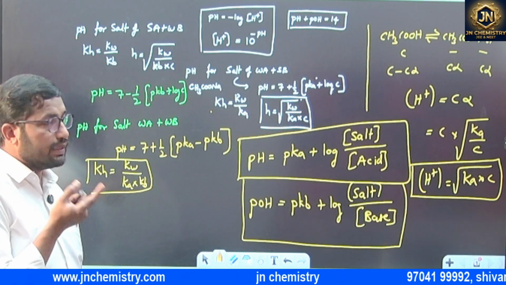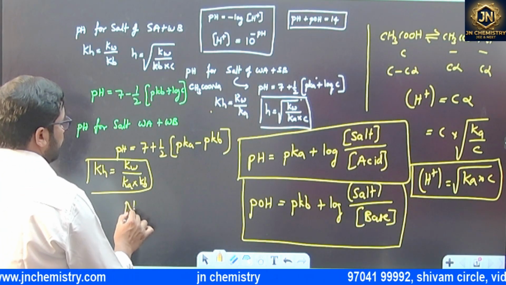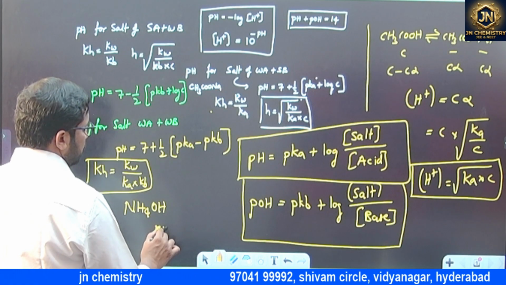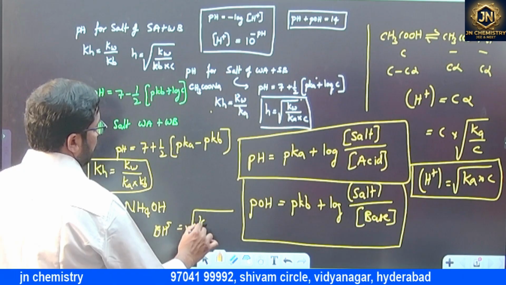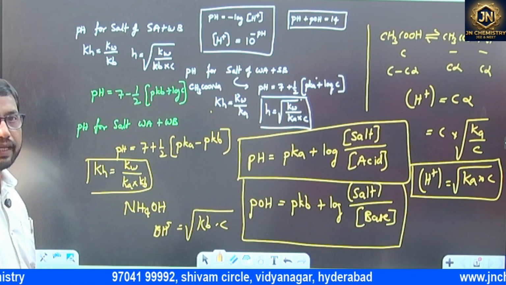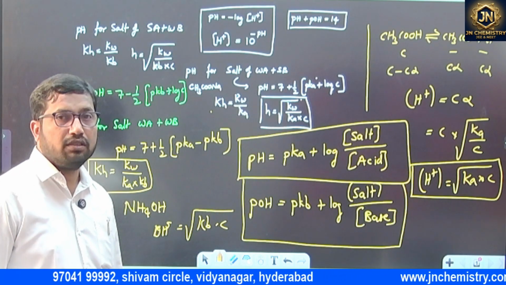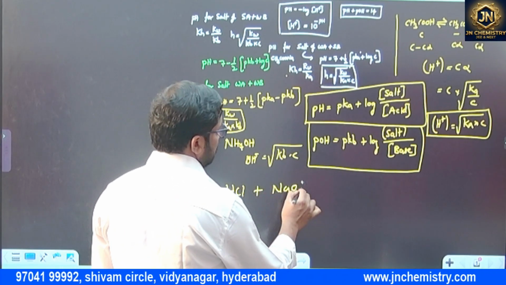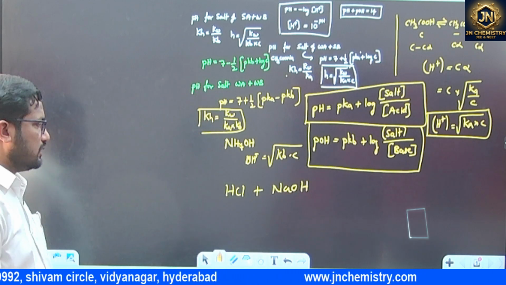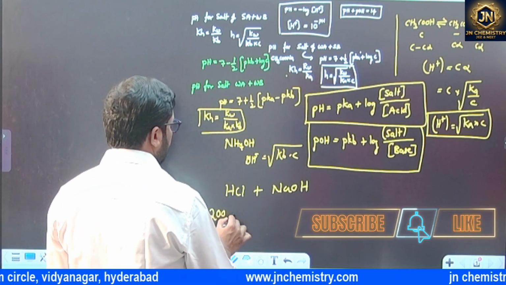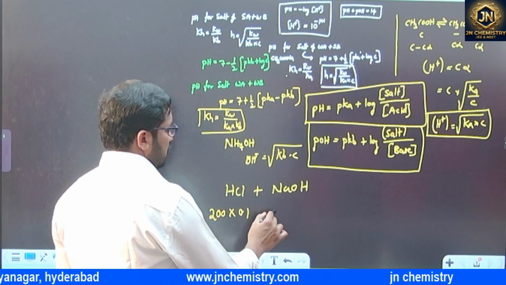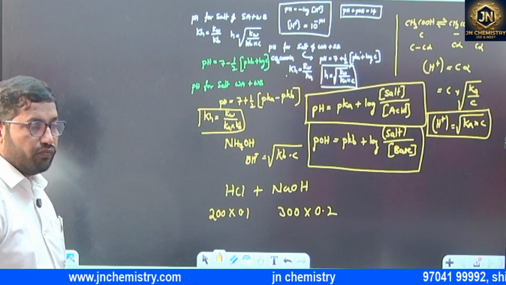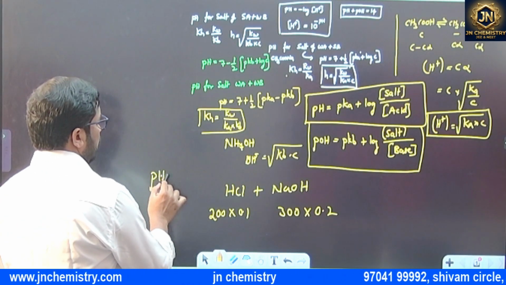So OH minus ion concentration for weak bases, for example NH4OH, right? OH minus ion concentration is equal to under root Kb into C. When the Ka and Kb are given, we need to understand those are weak. HCl plus NaOH, both concentrations are given. For example, this is 200 ml into 0.1 molar, and this is 300 ml into 0.2 molar. What is its pH? Come on, do this calculation.